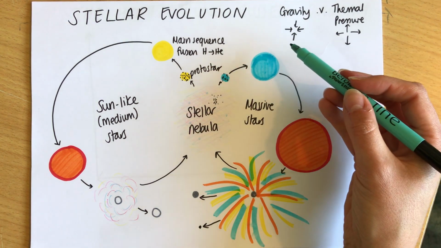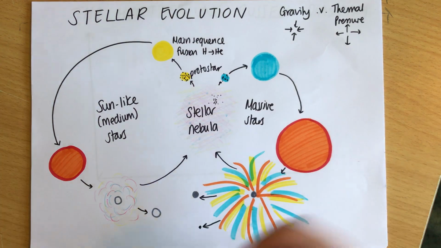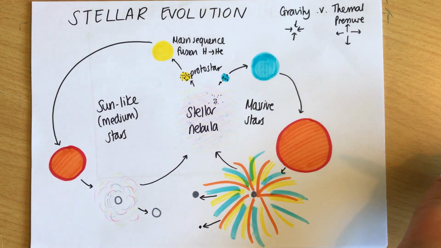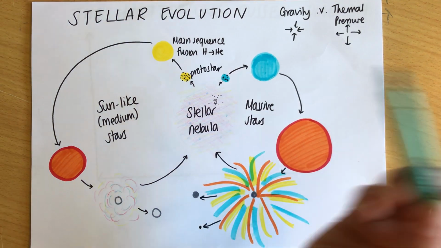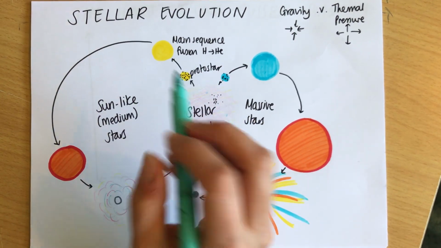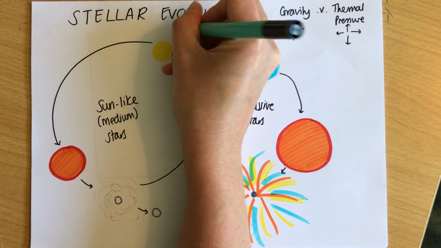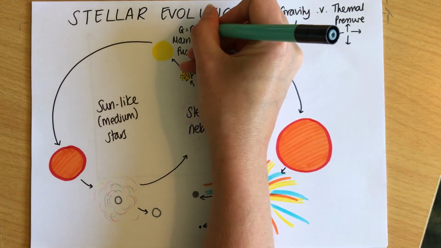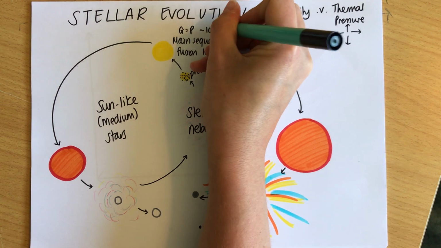When gravity is bigger than thermal pressure, the star will contract. And when thermal pressure is bigger than gravity, the star will expand. So, in the main sequence, we find that gravity and pressure are balanced, and that's where the star is stable and stays the same size. And like I say, it's approximately 10 billion years.